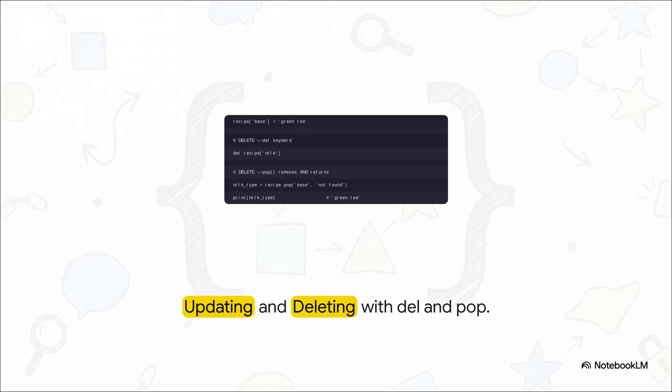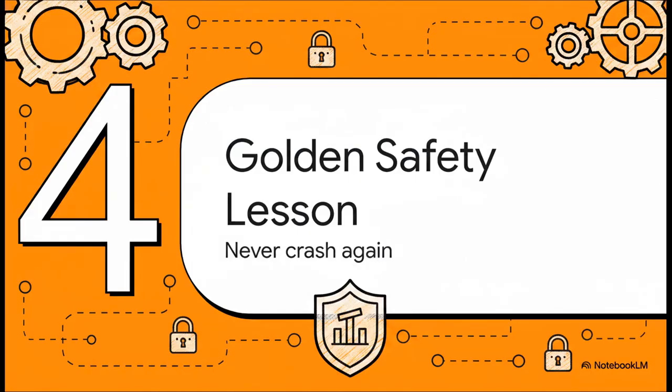Now for deleting, we actually have 2 great options. We can use the del keyword to just wipe out the milk key entirely, or we can use the .pop method. .pop removes the key, but it actually returns the value to us before destroying it, which is incredibly useful. Plus, .pop lets us provide a default value, like not found, so if the base isn't there, we still don't crash.